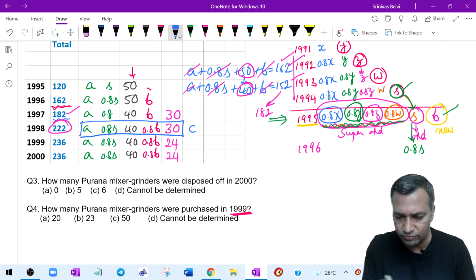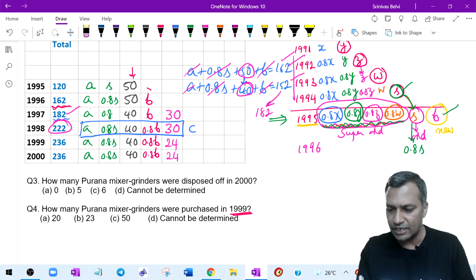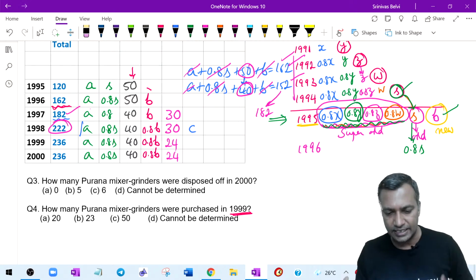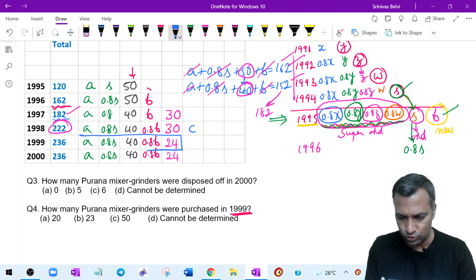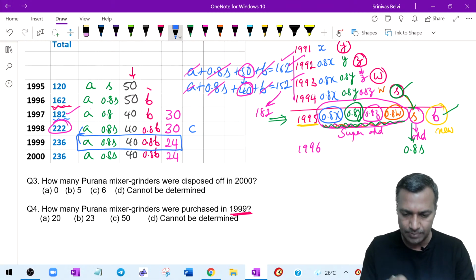Had I known the value of this, I would have found the value of this C. Since I don't know the value of this, I will continue to write it as C. Now look at the next one. Look at this one. Can I know the value of this? I can, because A remains A.